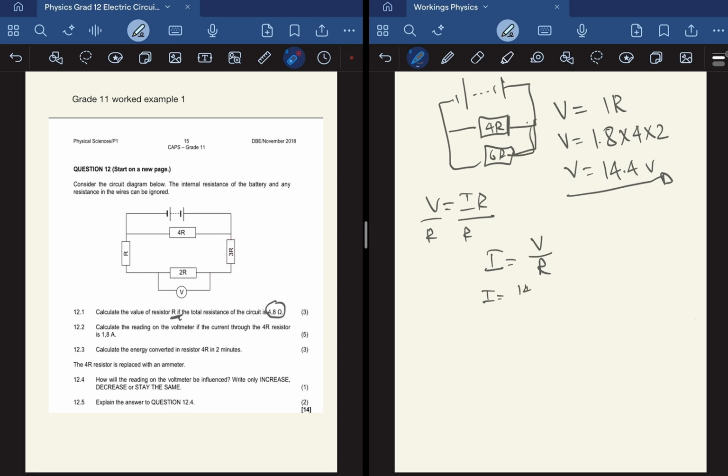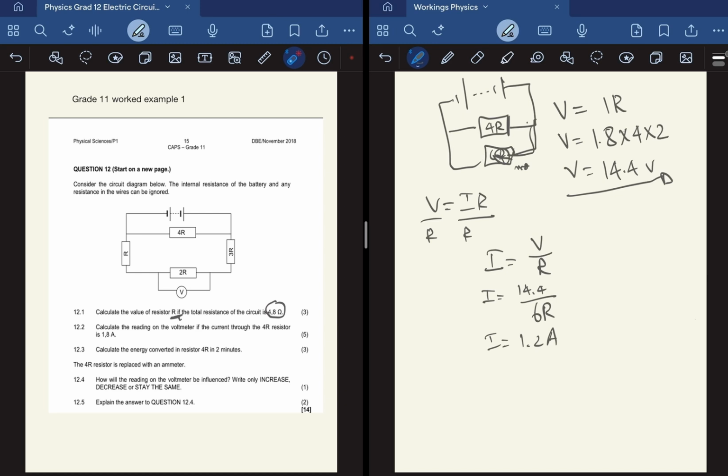You want the current that's flowing through here or through here. You have a voltage of 14.4 over a resistance of 6R. Therefore, your current is 1.2 amps. So now you know the current that flows through all these resistors. And the 14.4 is the voltage at 6R. But you need to know the voltage at each of these resistors. The voltmeter is connected on the 2R resistor, which means you want the voltmeter reading at 2R, not at 6R.